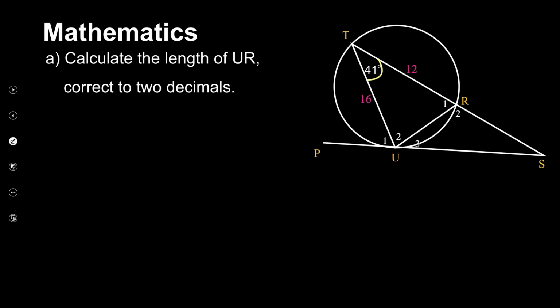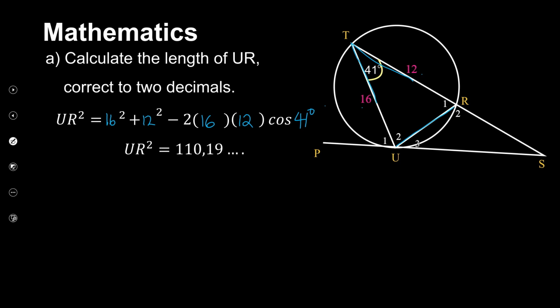Okay, first we're going to find UR correct to two decimal places. This is pretty simple. UR is in this triangle. We've got the V pattern across from it, so we know we're using cos rule. So UR squared is going to equal, we can start with the first side squared, 16 squared, plus 12 squared, minus 2 times 16 times 12, and because we're dealing with UR, the angle across from UR is 41 degrees. So we've got to plonk that in.